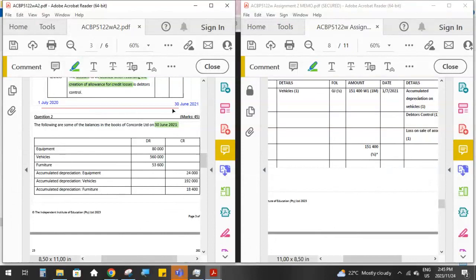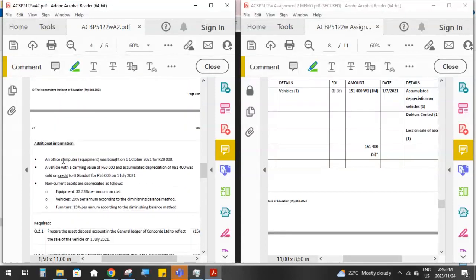Once you've written your timeline down, and remember your timeline is always going to be for this current year, because we are doing the journal entries for this year. So we need to know in this financial year what expenses or incomes or whatever adjustments I need to make that affected these 12 months of the financial year. So they've asked us, let's just have a look.